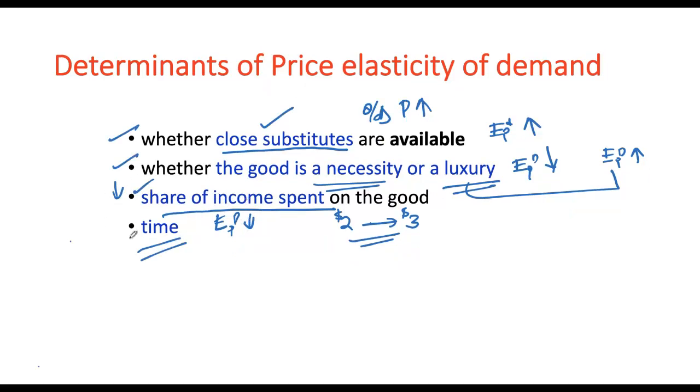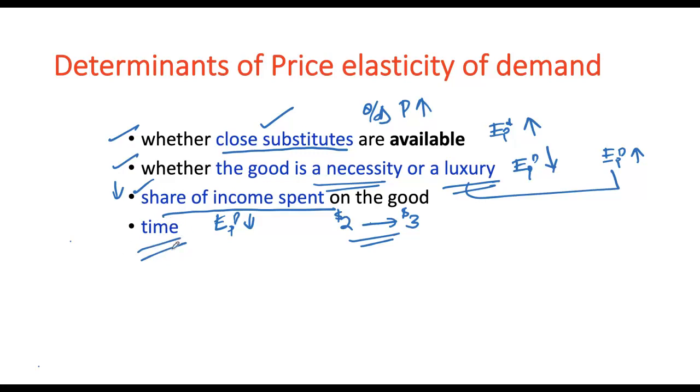The last factor is time. Note that your number of substitutes available for a particular good may change over time. The nature of the good may change over time. It might become a luxury for you or it might become a necessity for you. And of course, your income may change or the price of the good may change. So the percentage share of income spent on that good may also change over time. So time is not constant. Things do not remain constant over time.